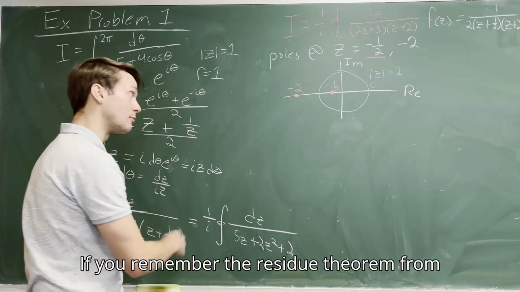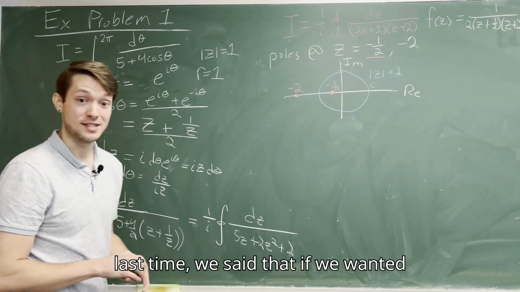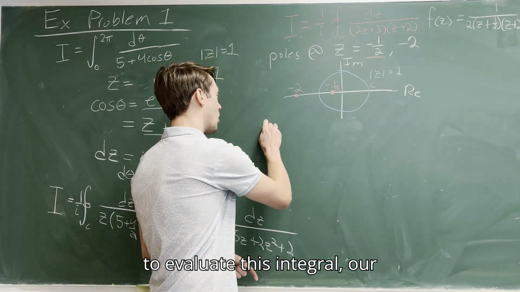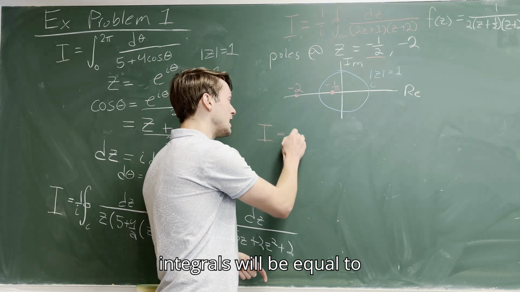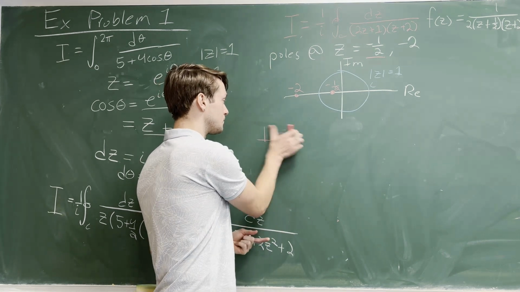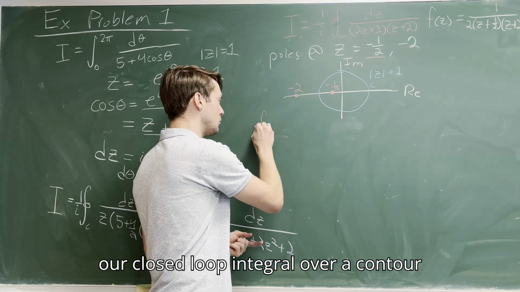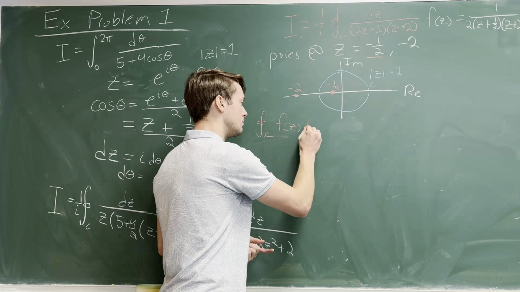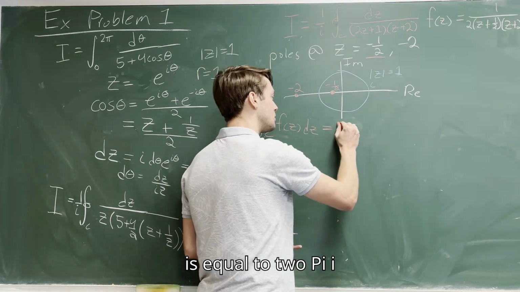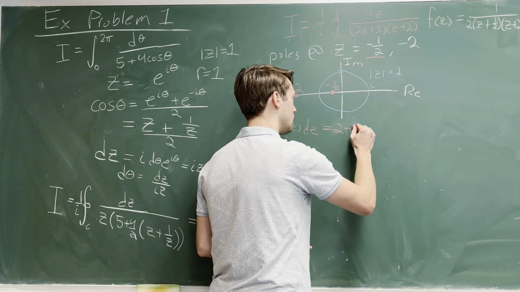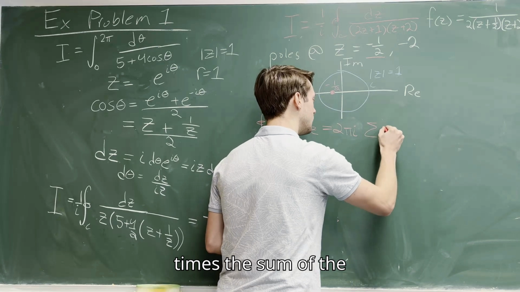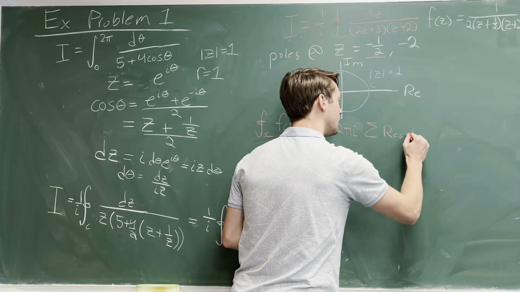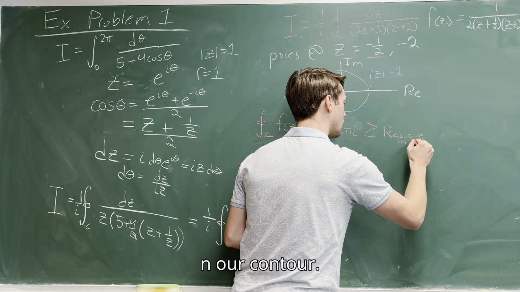If you remember the residue theorem from last time, we said that if we wanted to evaluate this integral, our closed loop integral over a contour of f of z dz is equal to 2 pi i times the sum of the residues in our contour.